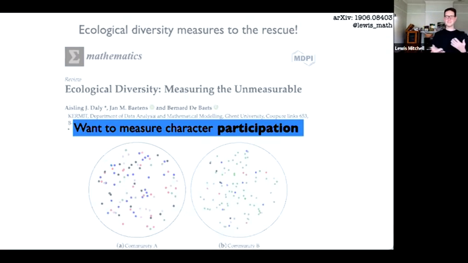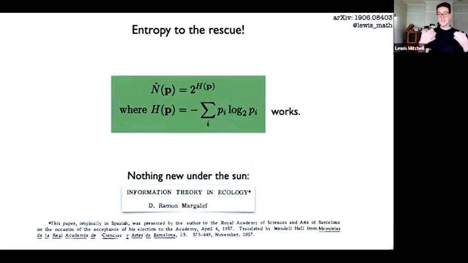So the thing that the ecologists measure, and the thing that we want to measure about a film, is how much each character participates in the movie. What's their level of participation? And we want to use that to look at how diverse and how large the effective participating cast size is in the film. Entropy, it turns out, is a tool that allows us to do that.